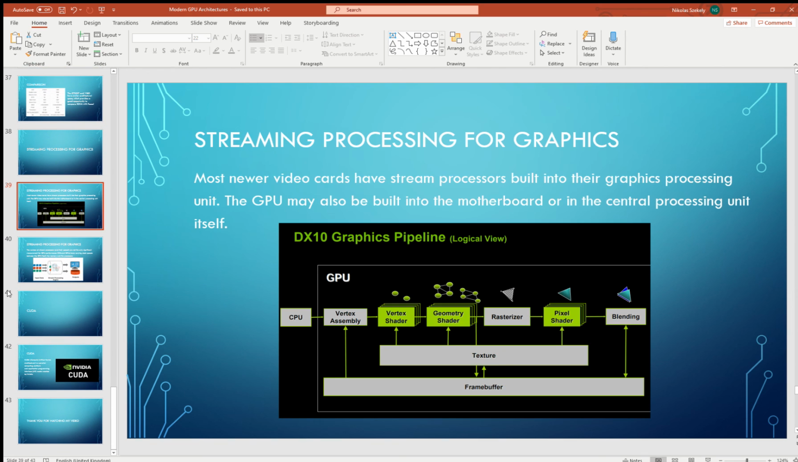Now going to talk about stream processing for graphics. Most newer video cards have stream processors built into their graphics processing unit. The GPU may also be built into the motherboard or the central processing unit itself. The stream processors in the GPU handle most of the traditional graphics rendering tasks, or can alternatively be programmed for more general purpose number crunching.